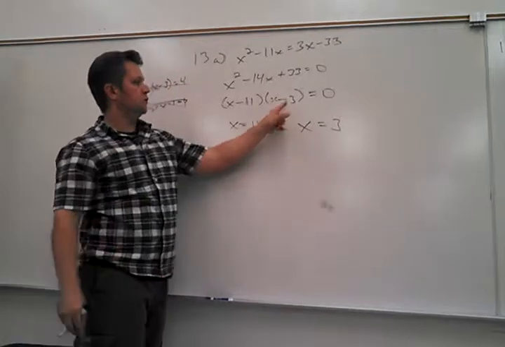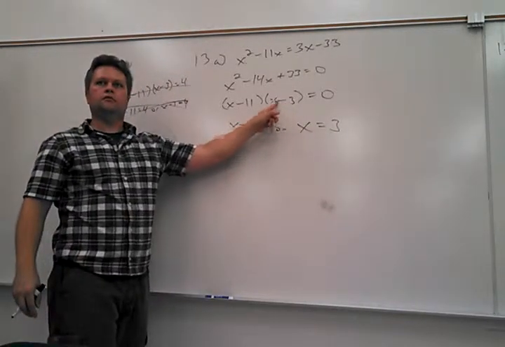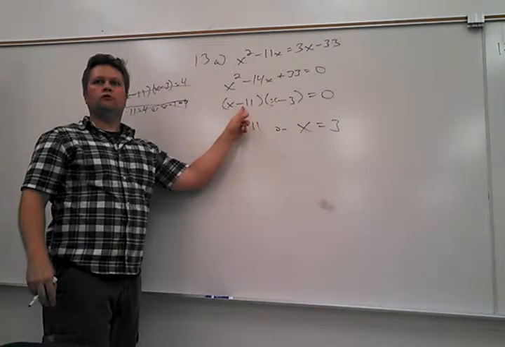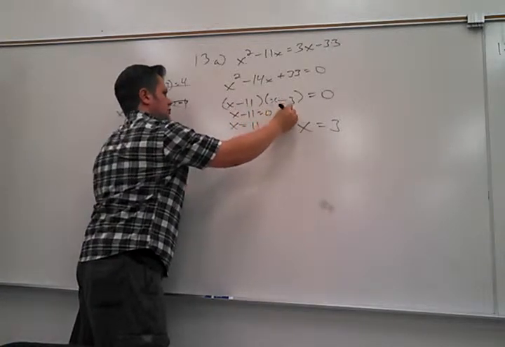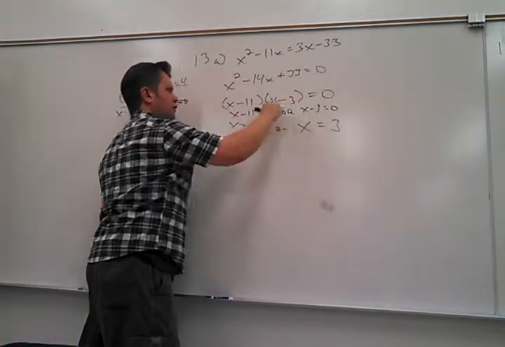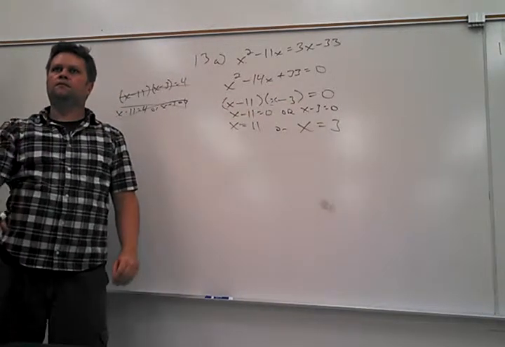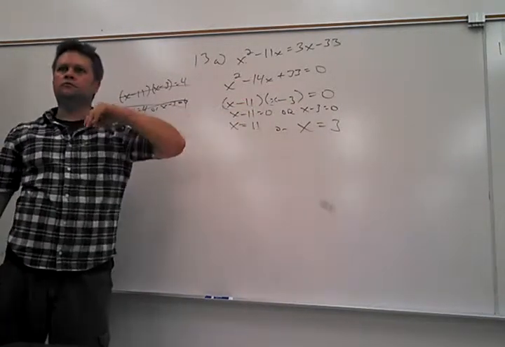3, right? Because what would make this 0? 3. And 11 would make that 0. Because the step I'm skipping is x minus 11 equals 0 or x minus 3 equals 0. If one of those is 0, the whole thing is 0. And you just solve each equation. Right.